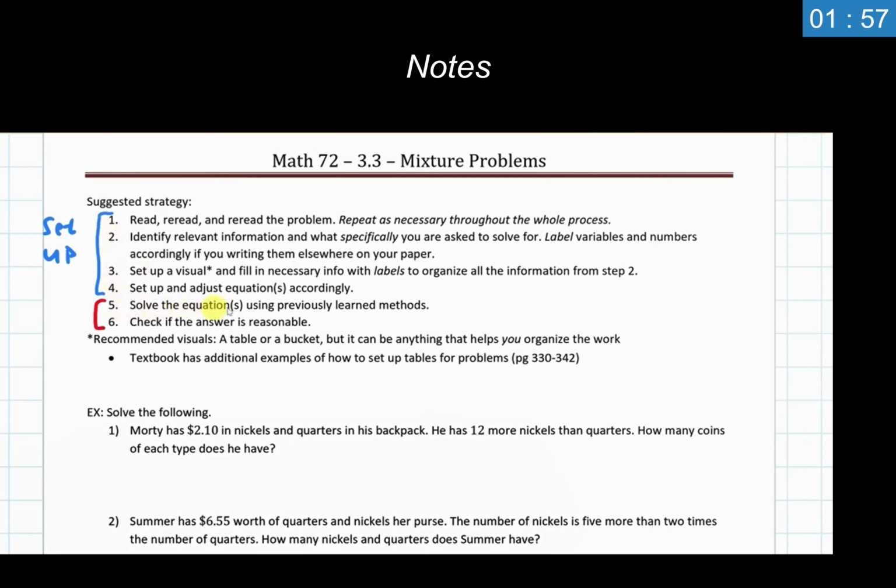After we've done that, we can go through and actually solve the equation that we prepared, and we can use any of our previously learned methods to do that. This is the section where we actually do math.